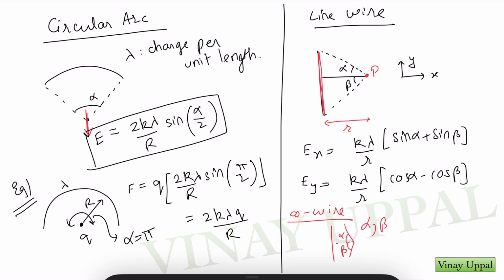So only the x component of electric field will remain, as expected by symmetry, and that will be equal to 2k lambda by r. So this is a standard formula that we have to remember for infinite wire. Now one very important point to note is, if I just label the ends of this finite wire as A and B, and you have point P here, this angle is alpha, this angle is beta.